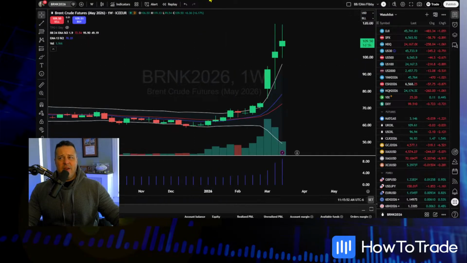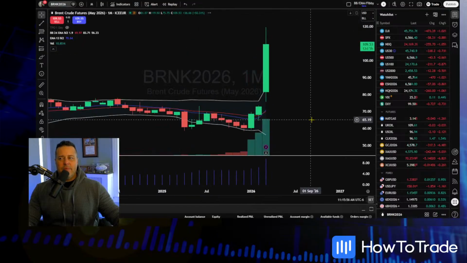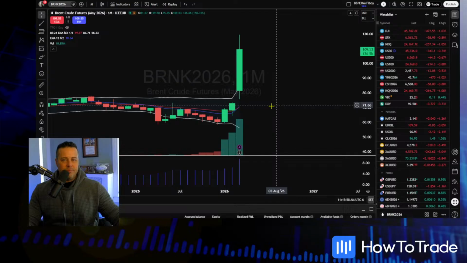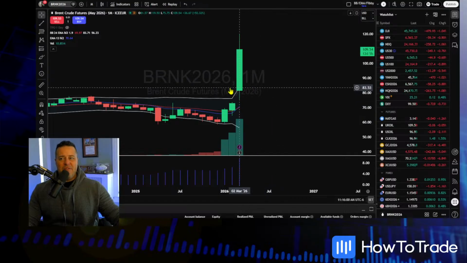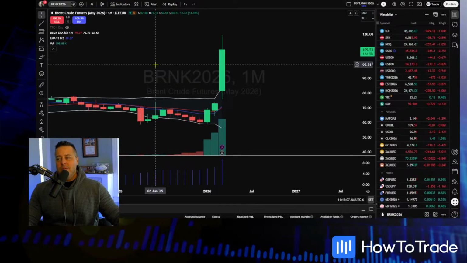So that's WTI. Here's Brent. Here's a good look at Brent. Now that's a weekly chart. You'll also see right here the monthly. Huge gap up this month, up about 50%. So that's essentially what these futures contracts look like right now. We're both trading May, which is absolutely fine.